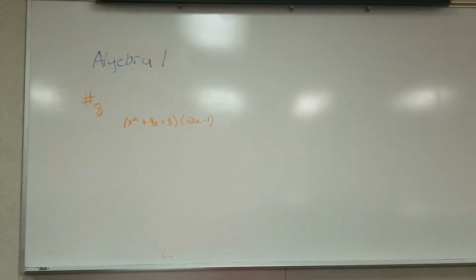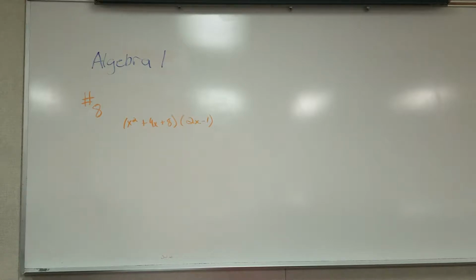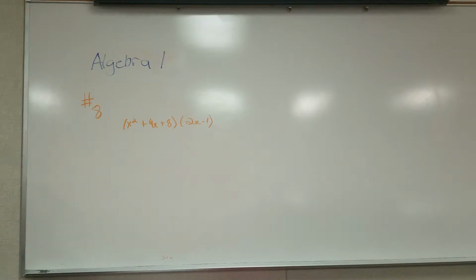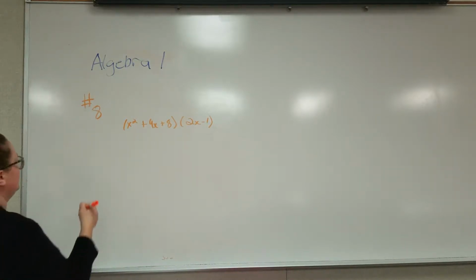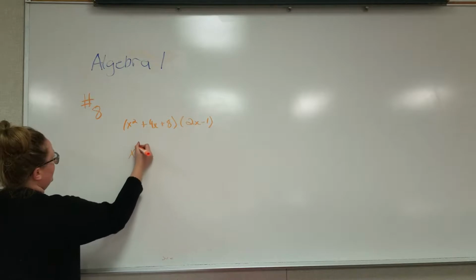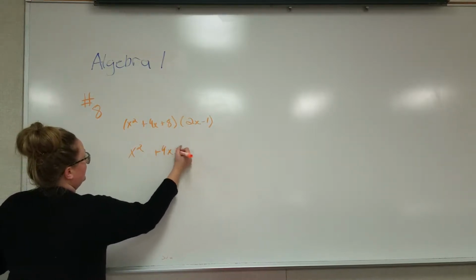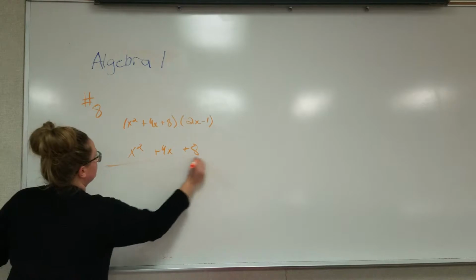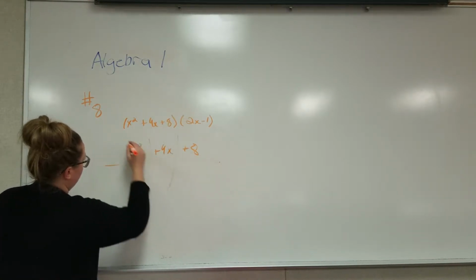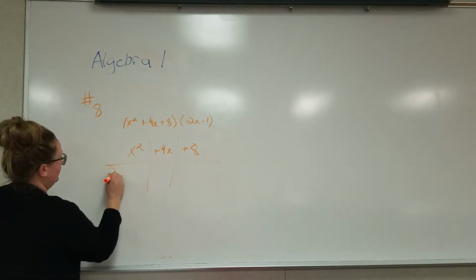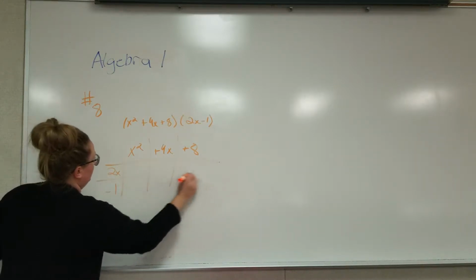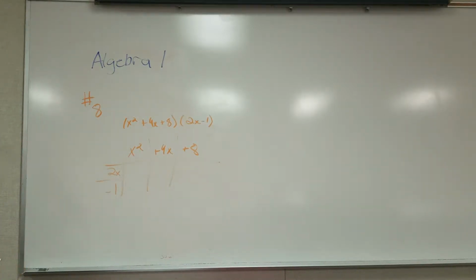All right, on problem number 8, we're going to multiply a trinomial times a binomial. Now, we'll get to it in a minute, but when you multiply binomials times binomials, you can use FOIL method. But this isn't that. This is a trinomial times a binomial. So when I do these, I like to make a little box. So we're going to say x squared plus 4x plus 8. And here we're going to put a 2x and the negative 1. All right, and then you just multiply each one.